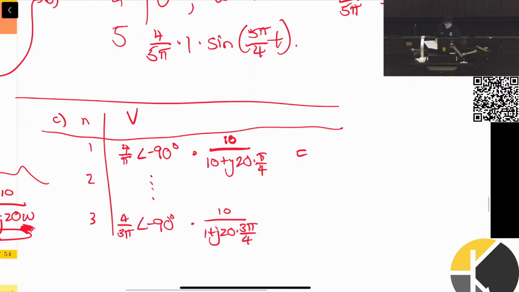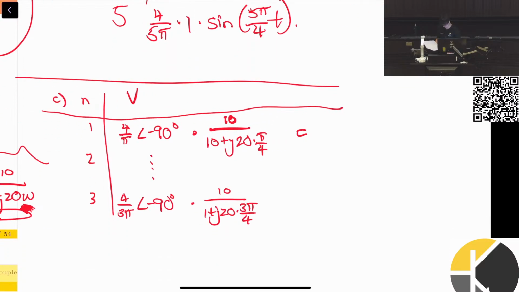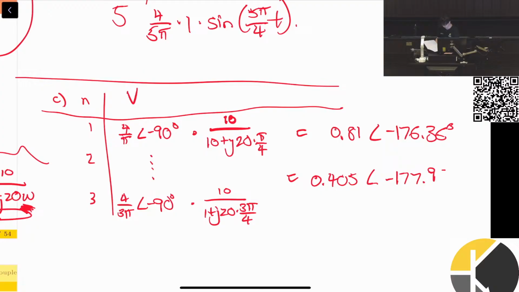So if we chuck this in our calculator, what we would get is 0.81 with an angle of minus 176.36. The second harmonic would be 0.405 with an angle of minus 177.96. And our third harmonic will have an amplitude of minus 178.78. Great.